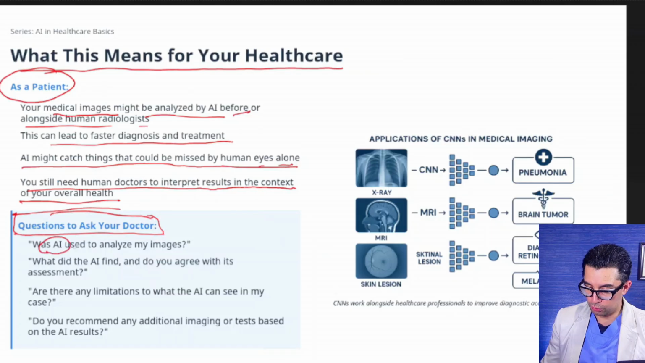The questions they will be asking: was AI used to analyze my images? What did the AI find? Do you agree with this assessment? Are there any limitations to what AI can see in my case?